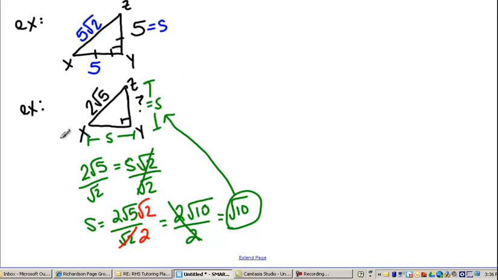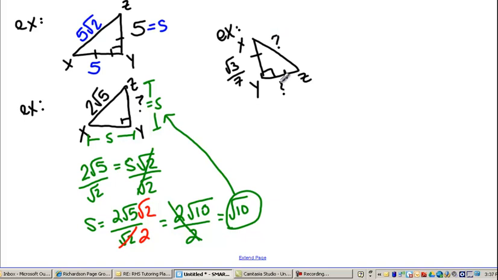Let's do another one like that. Okay. If I have, again, we're going to use the same x, y, z problem. It's a 45, 45, 90. Okay. Yx there is going to be the square root of 3 over 7. And I want to know what both the missing sides are. That's a question mark and a question mark there.